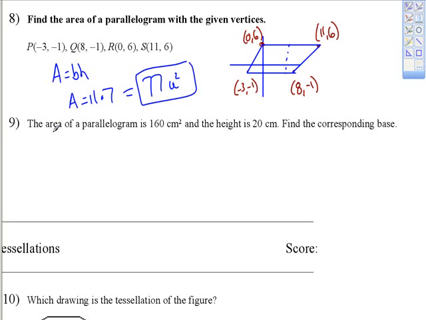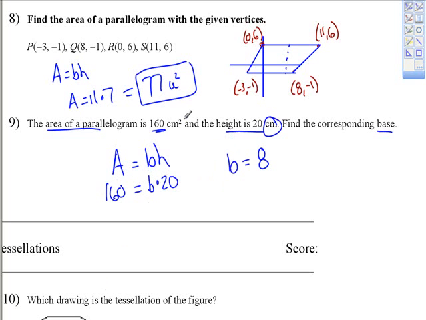Number 9, a little more of a thinking problem. They say the area is 160, the height is 20. They say find the base. So instead of giving us a base and a height and saying find the area, they're giving us an area and a height and saying find the base. Well, we know the formula is area equals base times height. The area is 160, the height is 20, and the base is the thing we don't know. How are we going to find B from this equation? Divide by 20. If we divide by 20, we get B equals 8. These are in centimeters, so this should be in centimeters. So we got 8 centimeters. Any questions here?